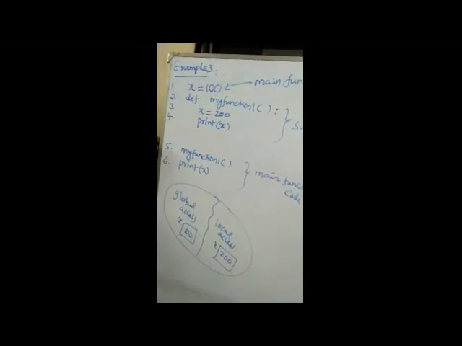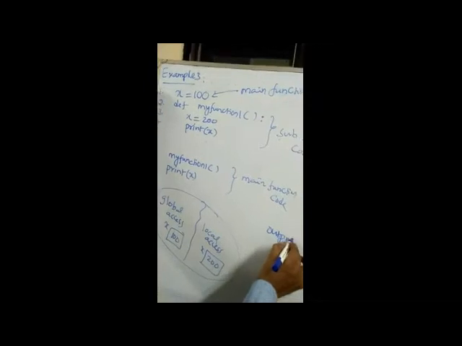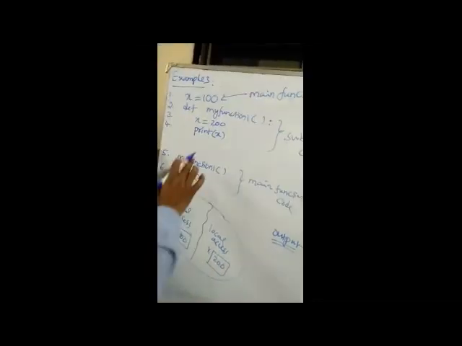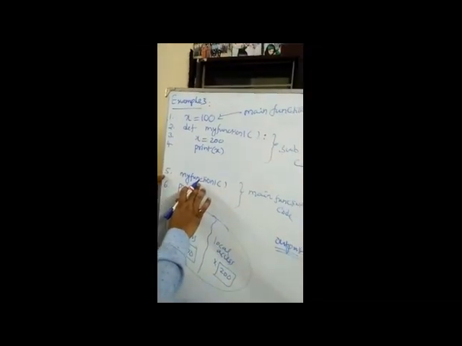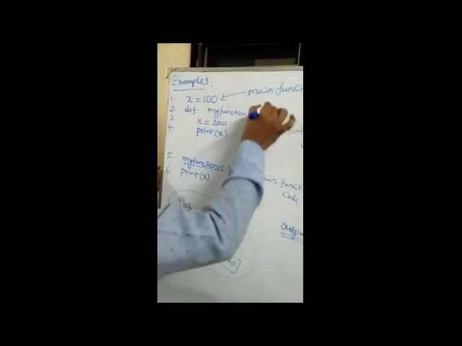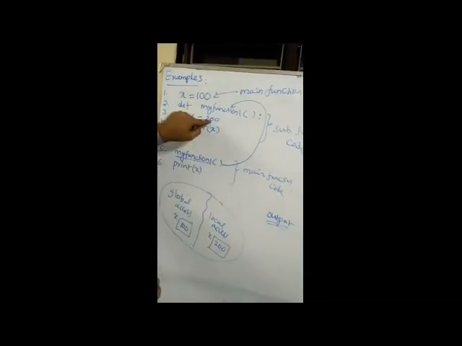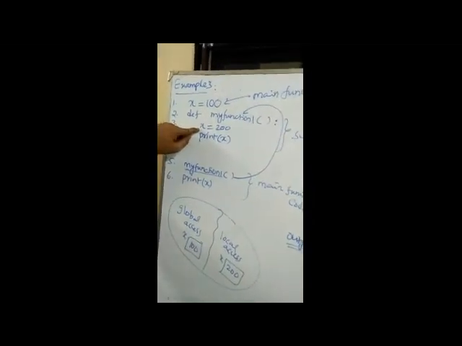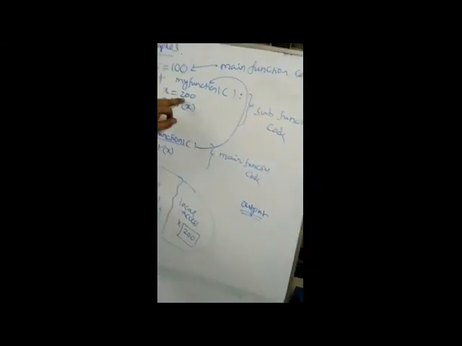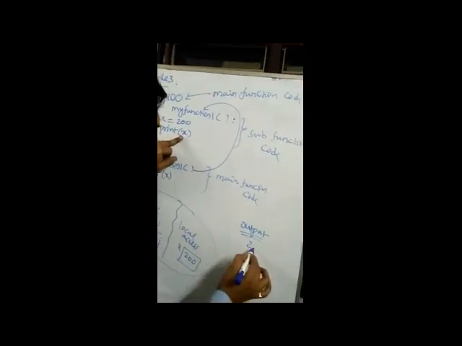So when we execute this program, execution starts with statement 1, x is equal to 100. Immediately the cursor comes to the fifth statement, main function code, the my function call statement. Immediately control goes to the my function 1 definition. Here x is equal to 200. This x is a local access variable, so print of x gives first priority to local x. That's why it displays 200 here.